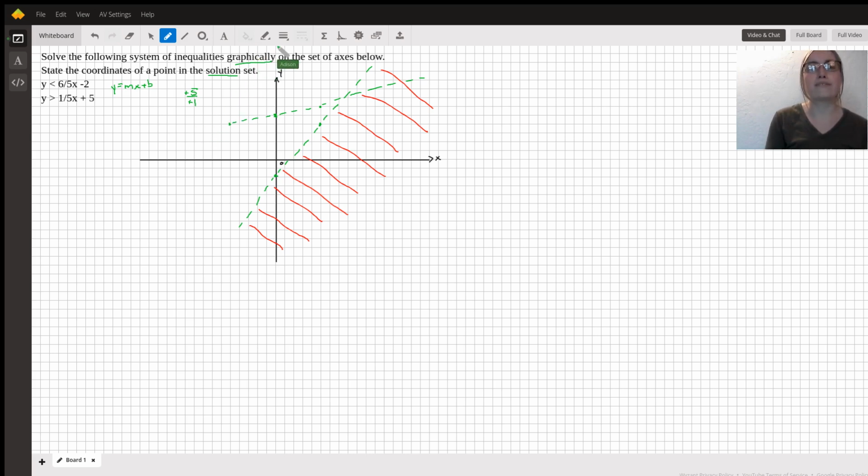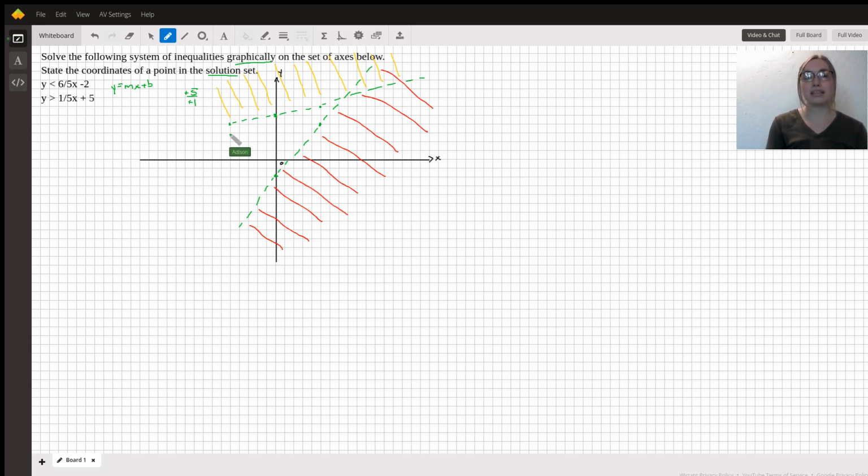So now that we have that, we want the line to be greater than, which means it needs to go on the positive side of the y-axis. The positive side is above the line. So we are going to make dashes above this line. Perfect. We have done it, and we have graphed the two inequalities graphically on the set of axes below.